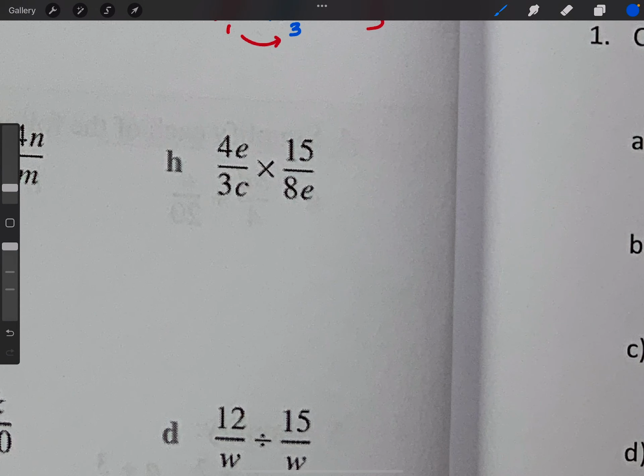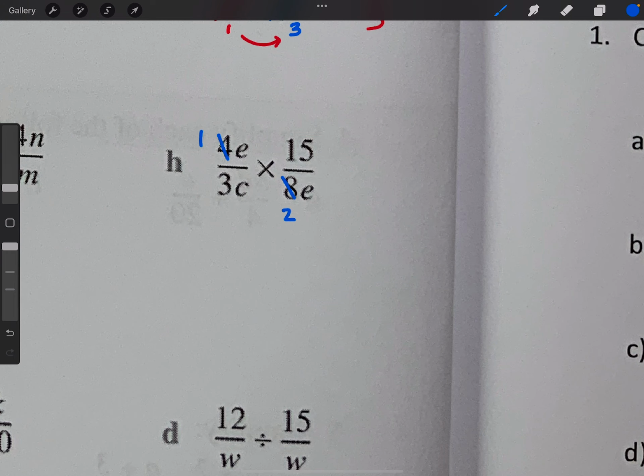Okay, let's look at the numbers first. So I'm just going to focus on the numbers. Okay. So 4 and 3 I can't simplify. 4 and 8 I can simplify. So we can do 4 and 8. I can divide this by 4, I get 1. I can divide this by 4, I get 2.